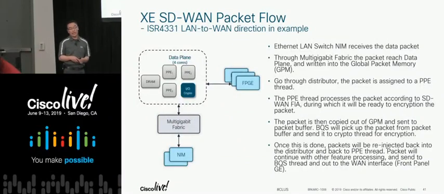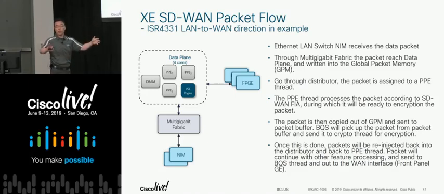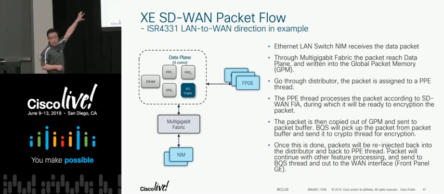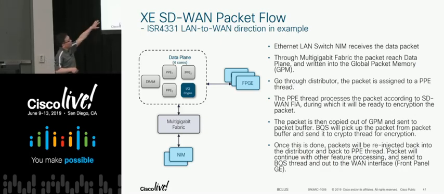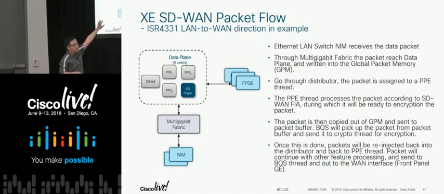And we're going to take a look at another example, the ISR 4331. This time, we're talking about a packet coming from the LAN interface going out to the WAN interface. This is the forwarding architecture of the ISR 4331. It has 4 data plane cores. The front panel gig interface is directly connected to the data plane. This is your typical WAN interface. And through the multi-gig fabric, it connects to the NIM port. The NIM module is the one you're connecting to your LAN port.